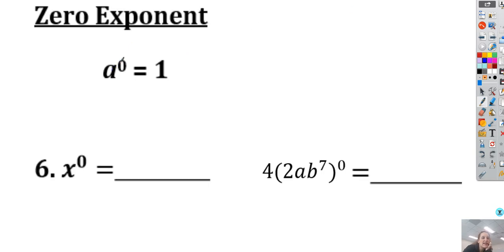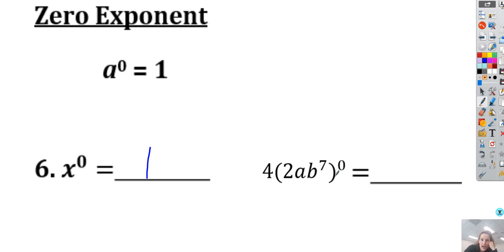This is weird, but when you raise something to the 0 power, so when your exponent is 0, it doesn't matter what it is. It could be just a single variable. It could be something really complicated in parentheses. If you're raising something to the 0 power, it always is equal to 1. Doesn't matter. So x to the 0 power is just 1.